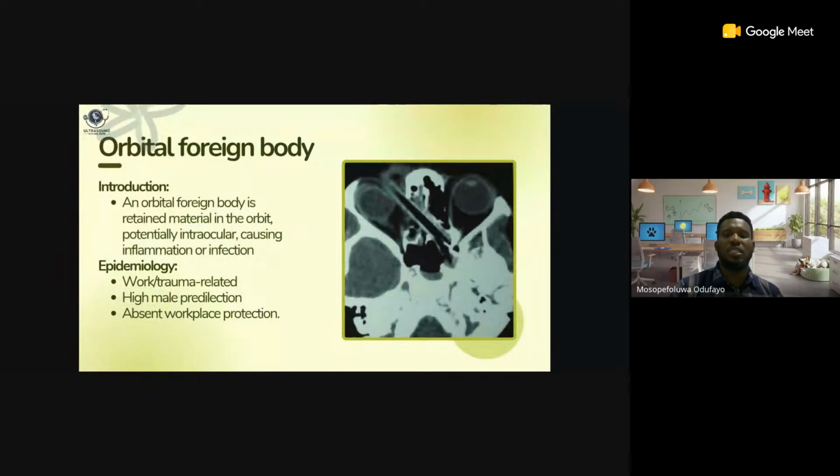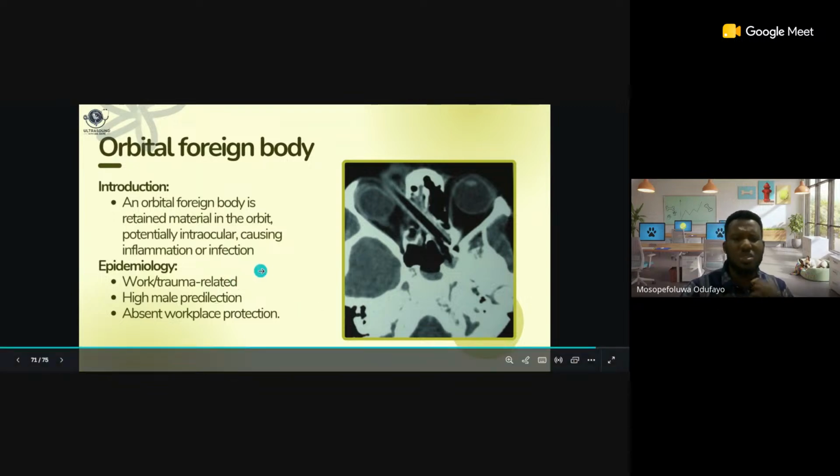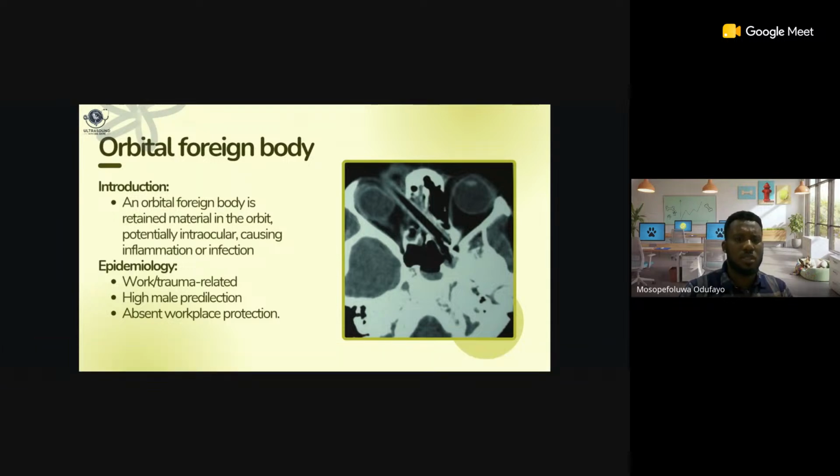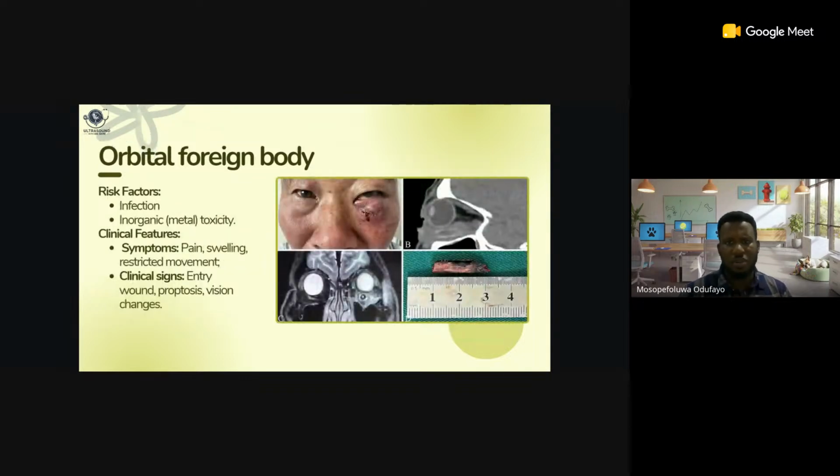Last is orbital foreign body. Now, this one, the foreign body is not inside the globe, it is inside the orbit. Whether it passes through the orbit as you are seeing here, or stays inside one of the orbits, an orbital foreign body retains material within the orbit, not within the globe. Is that okay? It causes inflammation and infection. It could also have some of the risk factors like intraocular foreign bodies. Is that okay? Work and trauma related, high male predilection, because of the absence of workplace protection, it is a risk factor. So this is an example of such here.